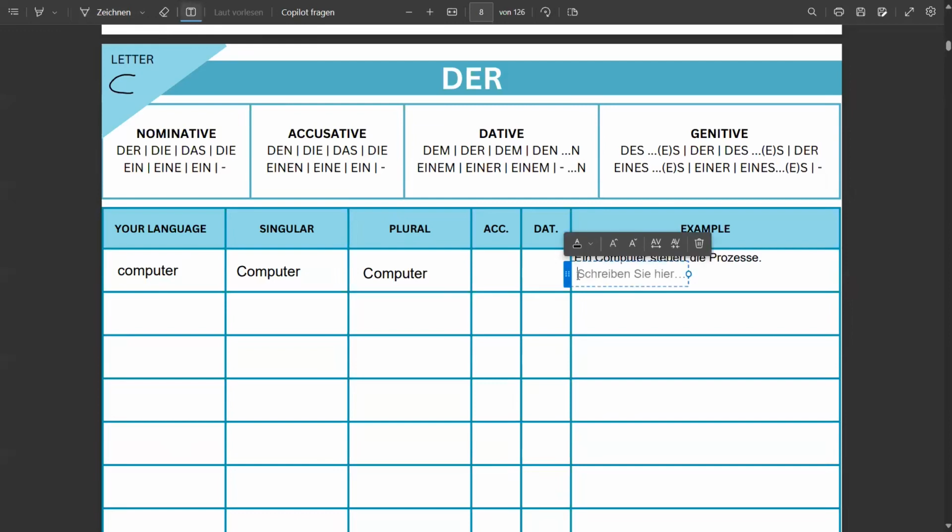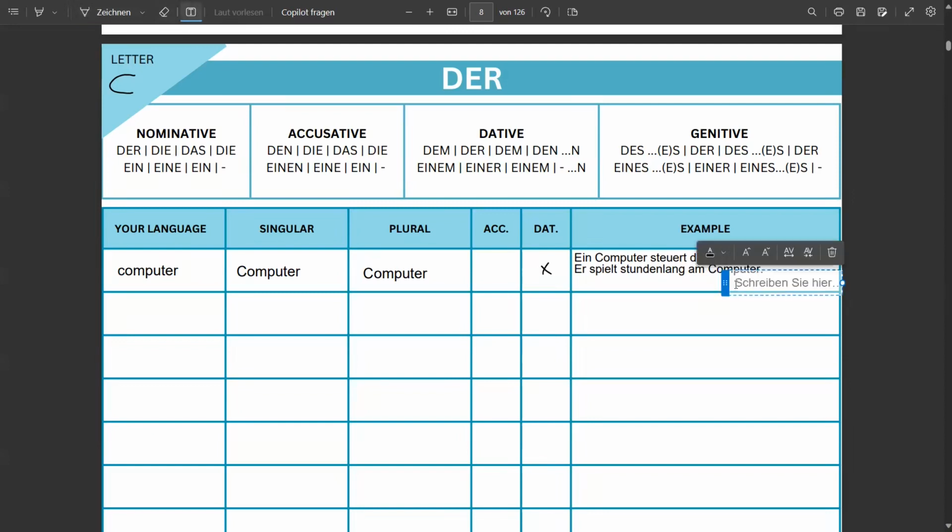So we can say, "Er spielt stundenlang am Computer." Yeah, he plays on the computer for hours, stundenlang. And again, am Computer is Dativ, an dem. Of course, we could also say, "Er arbeitet am Computer." He works on the computer, am.